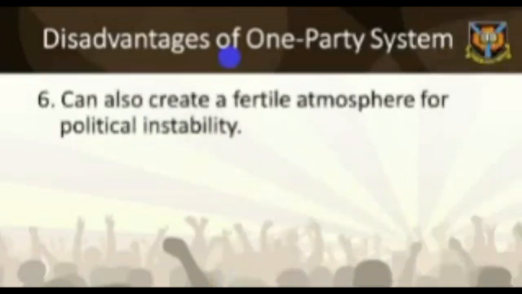6. One-party system can also create a fertile atmosphere for political instability. There is a tendency that people and interest groups may revolt against the government when they realize that, in order to guard the corporate existence of the state as well as protect their natural rights, alternative political platforms are needed to articulate their opinions at the poll.